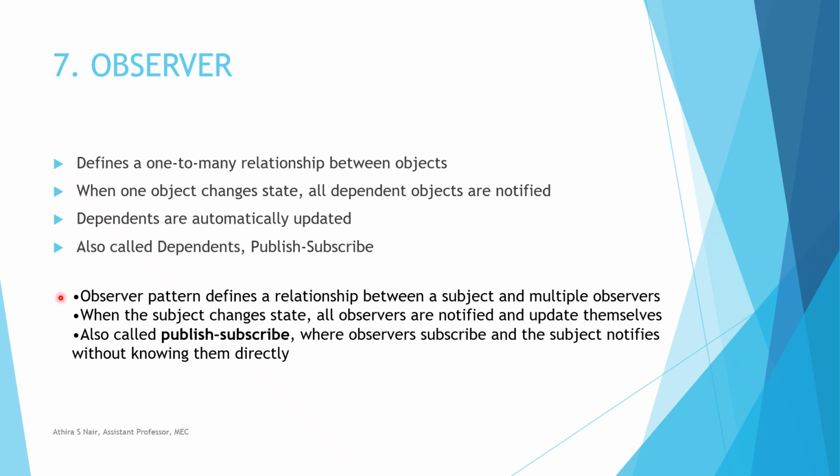So the key objects in this pattern are subject and observer. A subject may have any number of dependent observers. All observers are notified whenever the subject undergoes any state change. And each observer will query the subject to synchronize its state with the subject's state. This kind of interaction is also called publish-subscribe. So the subject is the publisher of notifications. It sends these notifications without having to know who its observers are. Any number of observers can subscribe to receive notifications.